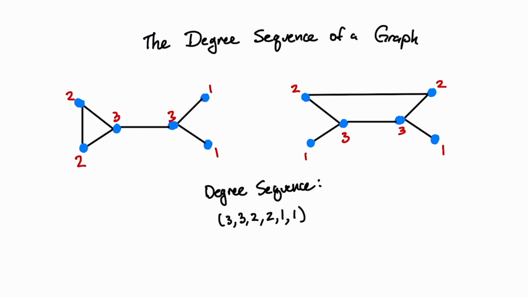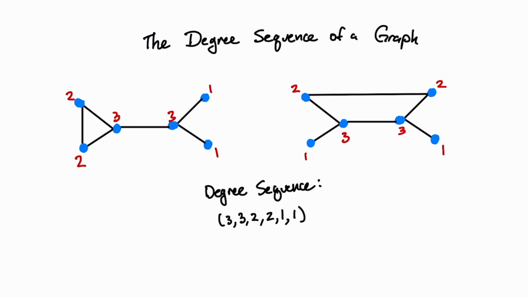But these aren't the same graph. One way you can see that is that this graph has a triangle in it, while this one does not. Or you could observe that in this graph you have a degree 3 node adjacent to 2 degree 2 nodes, but in this graph, both degree 3 nodes have a neighbor of degree 1.